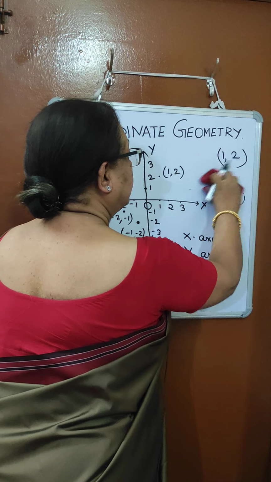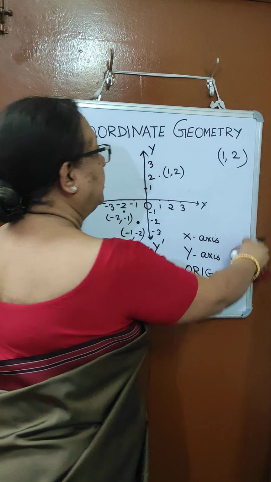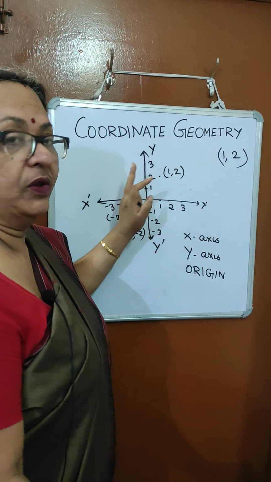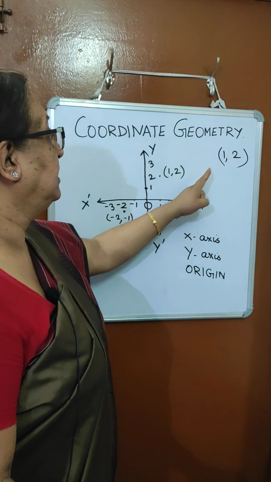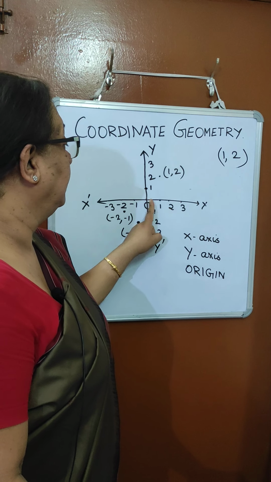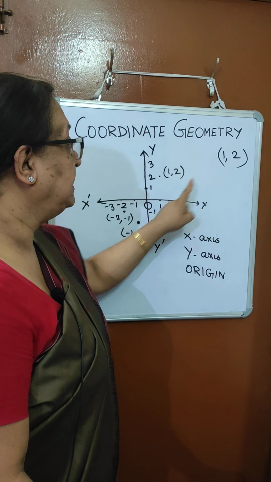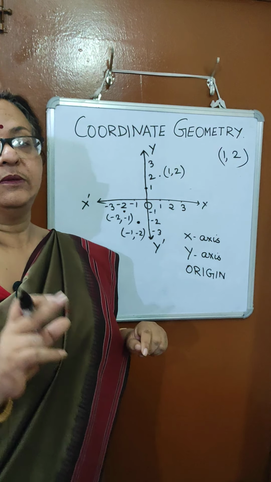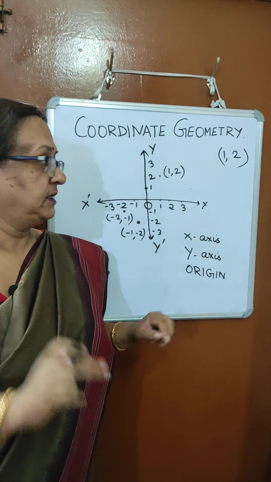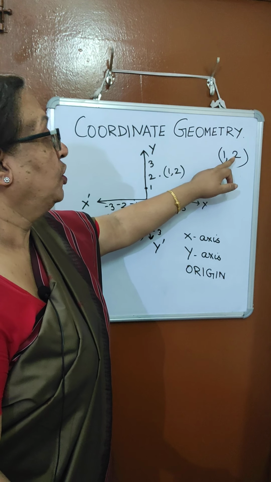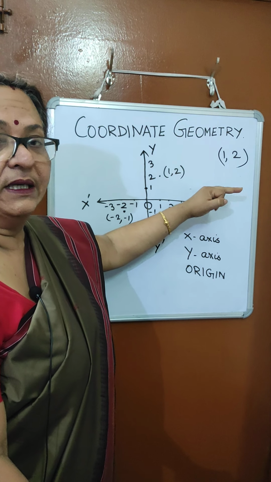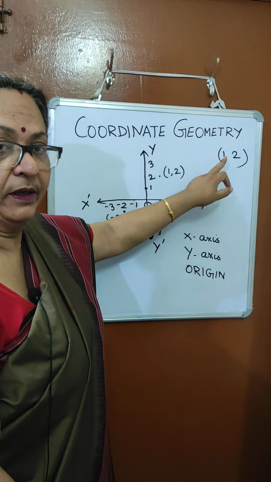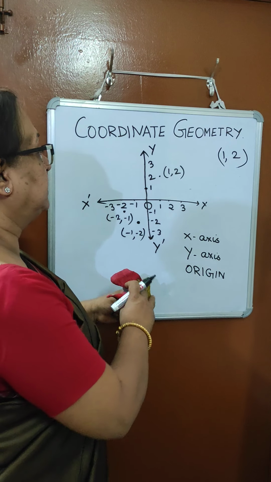Let's take this point 1 and 2. We have 1 here and then 2 on the y-axis. Again, just see this. What does this 1 mean on the x-axis? It means its distance from the y-axis. Distance always means the perpendicular distance. And what is this 2? 2 is the perpendicular distance from the x-axis. So remember this, children.